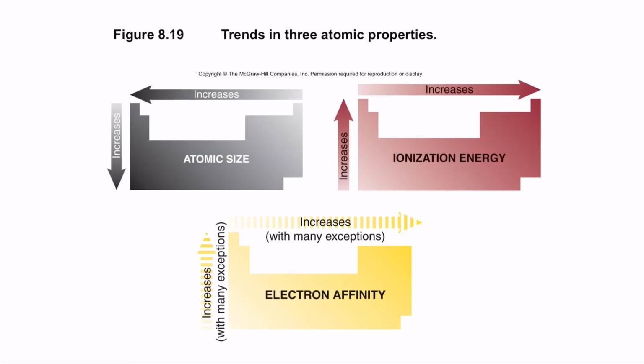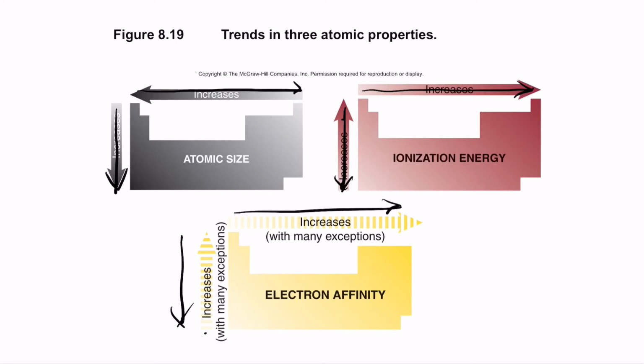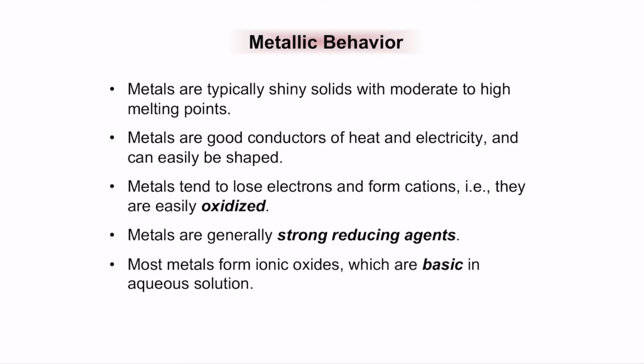Now, in terms of the trends in the atomic properties, the atomic size decreases across a period and increases down a group. Ionization energy increases across the period and decreases down a group. Electron affinity generally decreases down a group and increases across the period, but that has many exceptions because some elements might have very low and very high electron affinities.